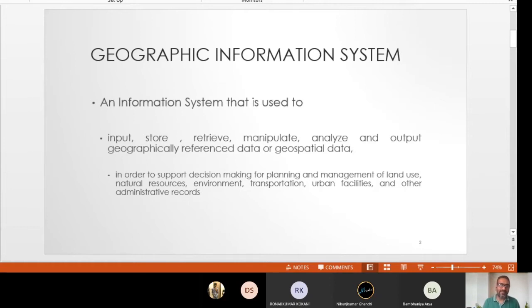So we need a global system. Geographically referenced data means the point at which you have taken the reduced level of 102, you reference it to Earth. And to reference it to Earth, we always go for latitude, longitude, and the third dimension, altitude. Latitude and longitude represent the y and x coordinates.